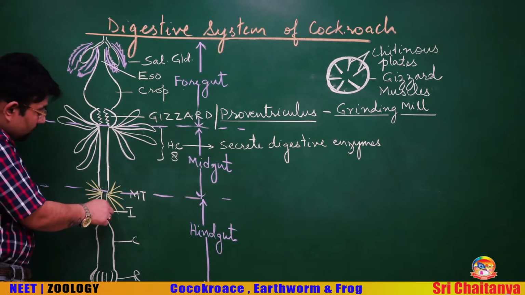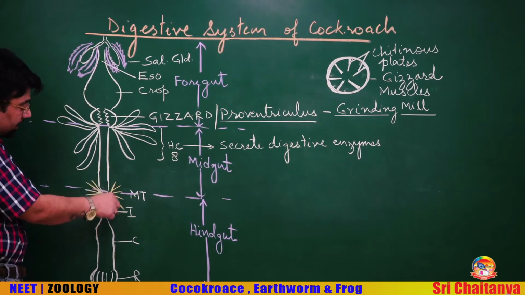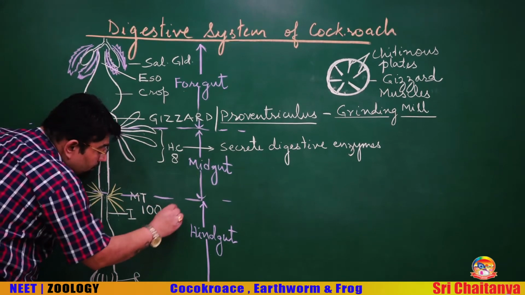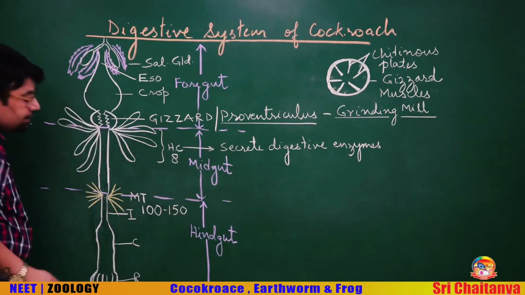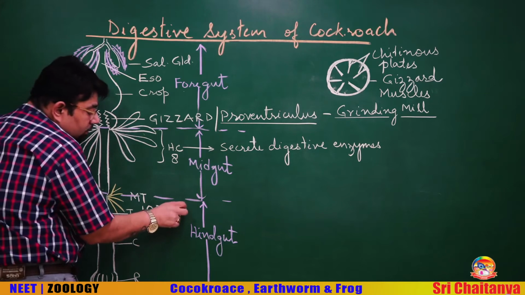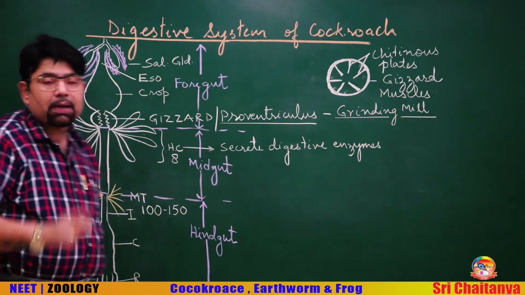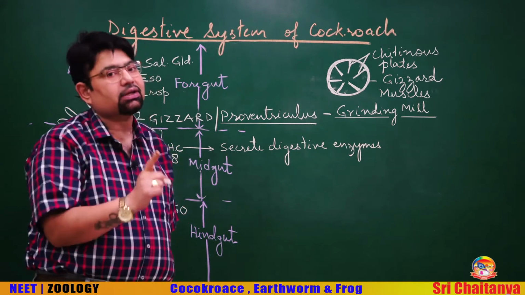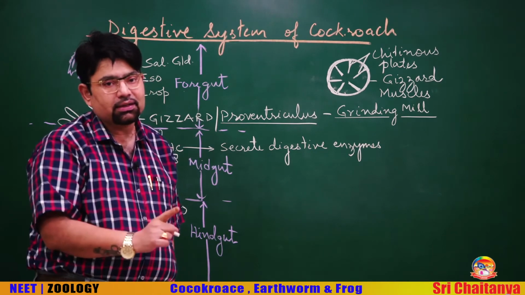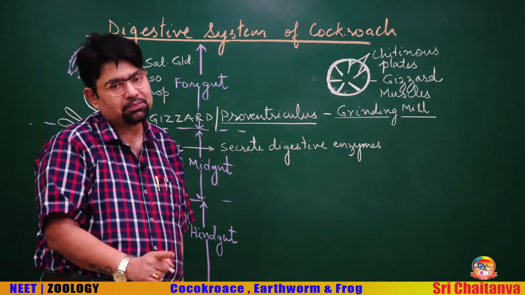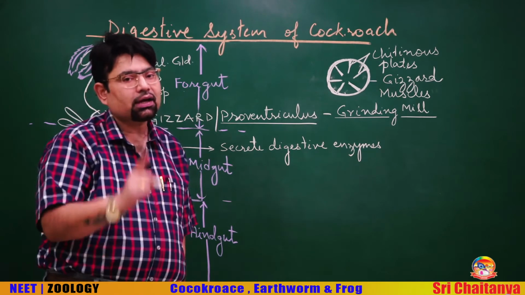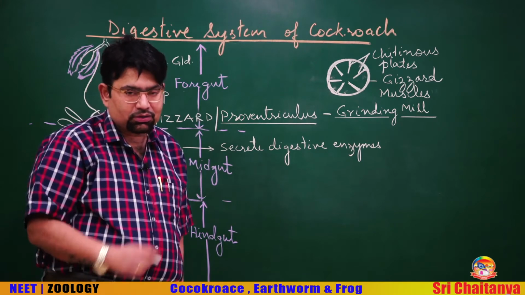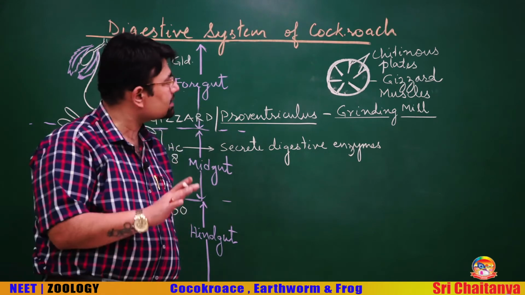At the junction of ileum and midgut, there are around 100 to 150 yellow colored tubules called Malpighian tubules, and these are the excretory structures of insects. In cockroach, they are lined at the junction of midgut and hindgut. So, that is about the digestive system.